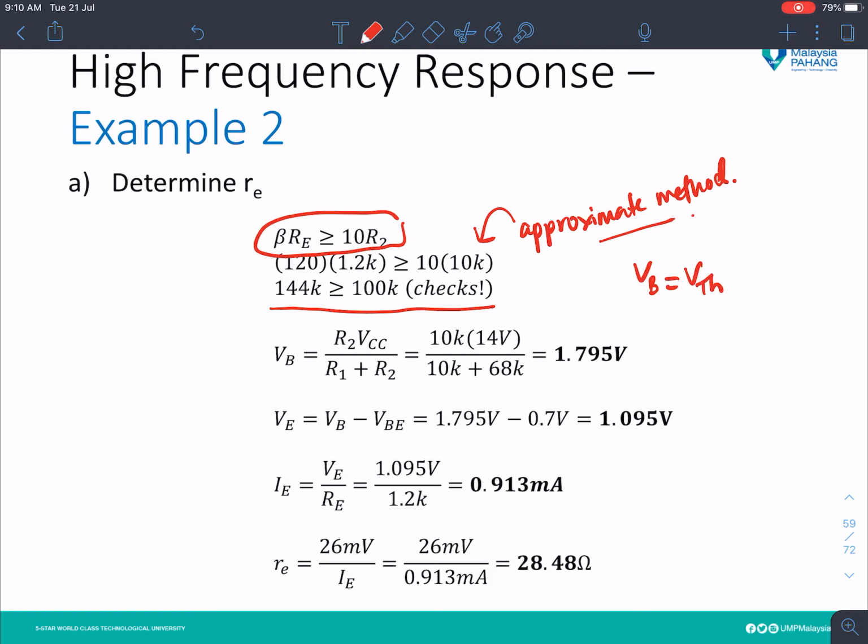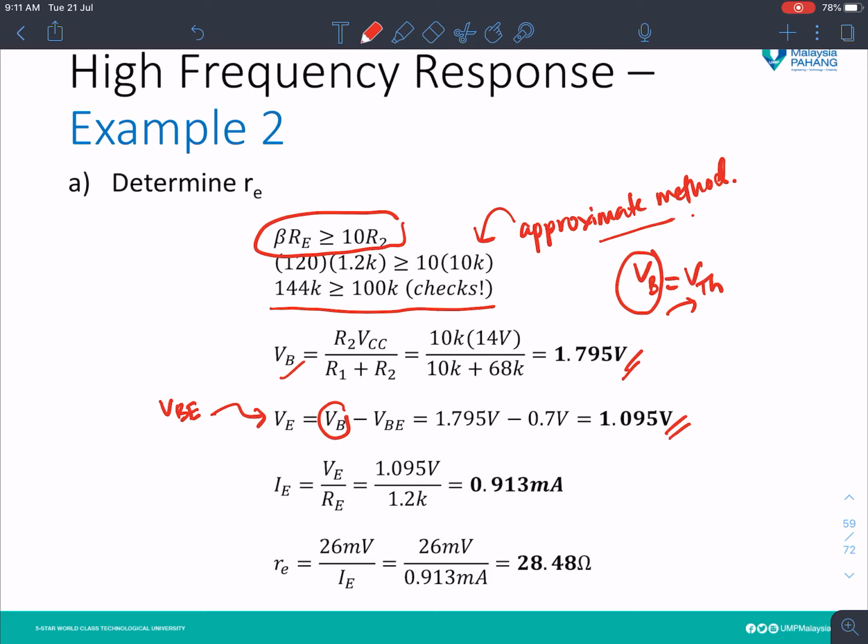So I can calculate VB directly from the VTH. When I calculate the VB, which is the VTH, I get 1.795 volt for the VB. Then, after we get VB, from the equation VBE, I get the VE. So VE becomes VB minus VBE.